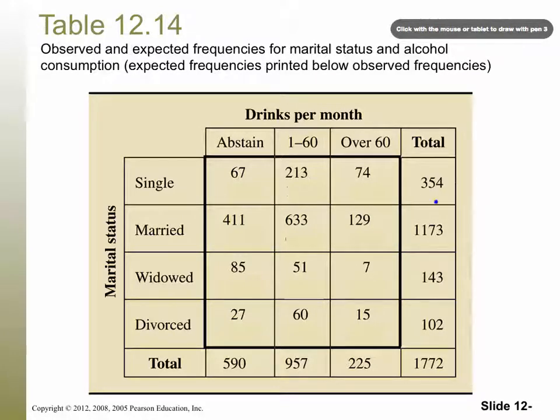Let's look at the totals of the different marital status categories. So how would we get the percentage of people that are single according to this sample? Yeah, so we're going to do 354 divided by 1772. So we're going to get these percentages of marital status.